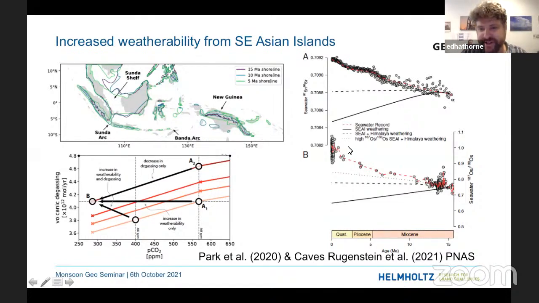But Claves-Rugenstein wrote a comment about this, basically pointing out that if this was the case, the seawater strontium isotopes would become more unradiogenic, which is not what they do. They become more radiogenic, which is much more of a continental signal, it seems. So the answer, we don't have the answer yet. People have been thinking about this for years, and we're getting closer, but we don't have the answer yet.